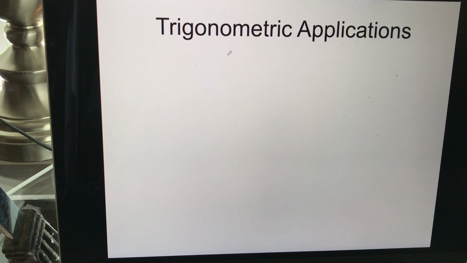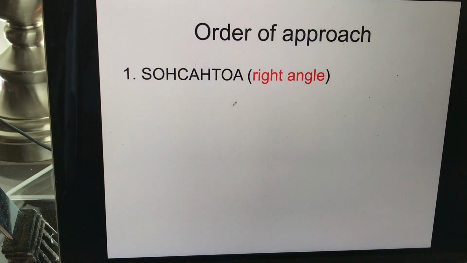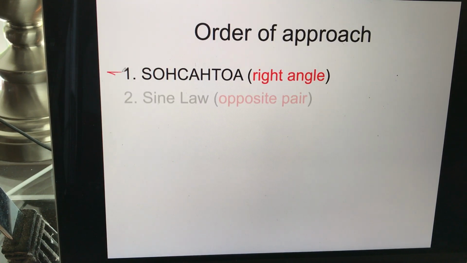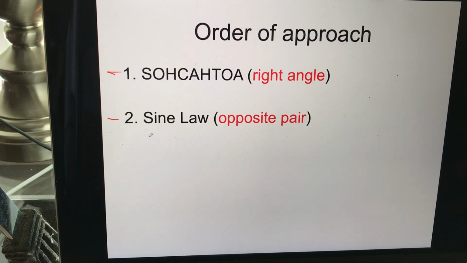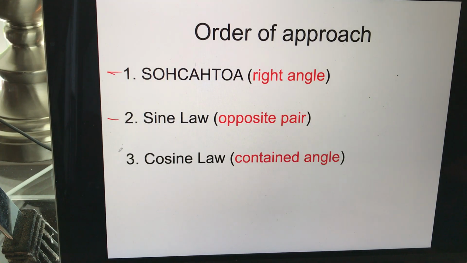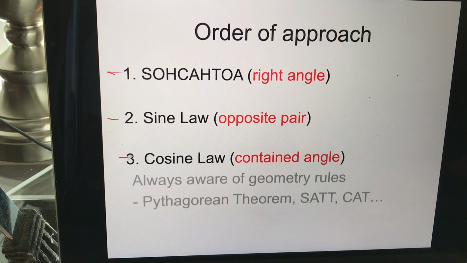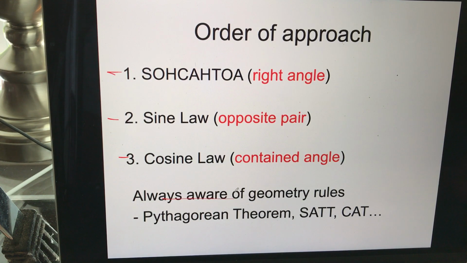So let's take a look at some trigonometric applications in 2 dimensions. Some of the ways or techniques we're going to use to get through this, obviously SOHCAHTOA that we know. We look for using the sine law. We want to try to use the cosine law. And we're always aware that there are our general geometric rules. There's always Pythagorean theorem, sum of the angles in a triangle and complementary angles in a triangle and so on.